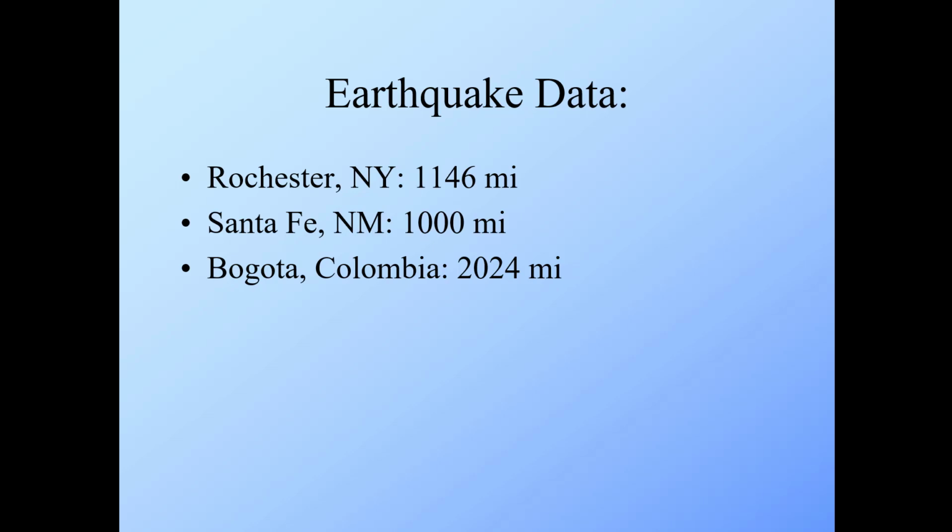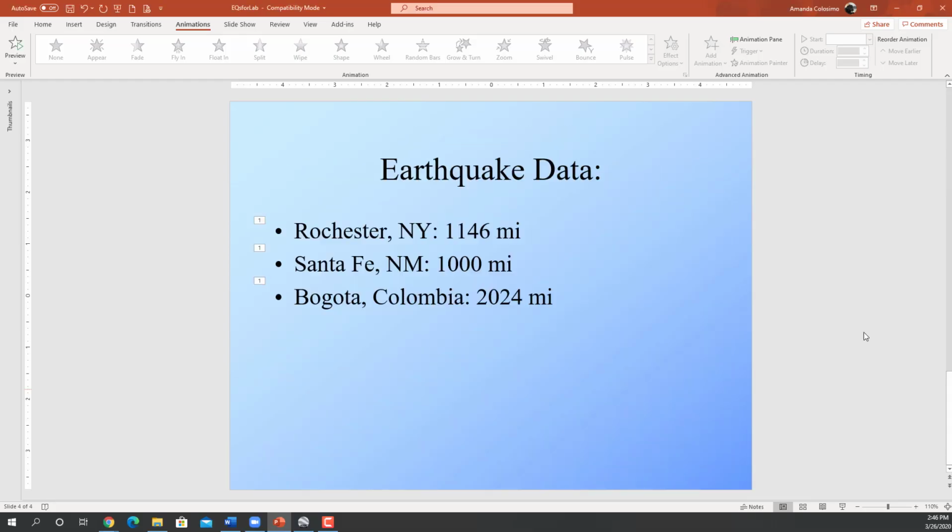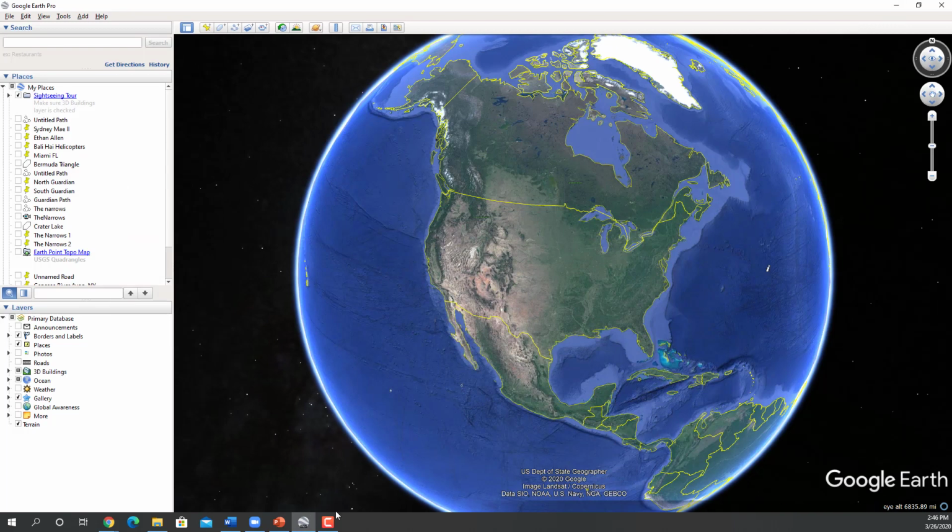And in Colombia, seismologists determined that the earthquake was 2,024 miles away from Bogota. So we're going to take that information, and then we're going to open Google Earth. It's important to see here that all of my places are not selected. They're all empty here. I have all of these things off so that it won't mix up my screen and give me more information than I need.